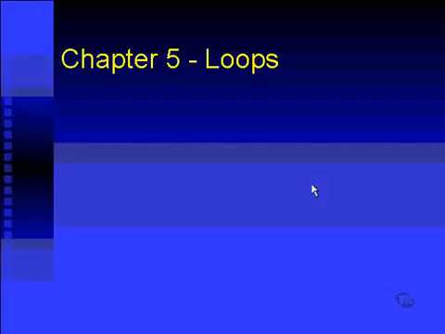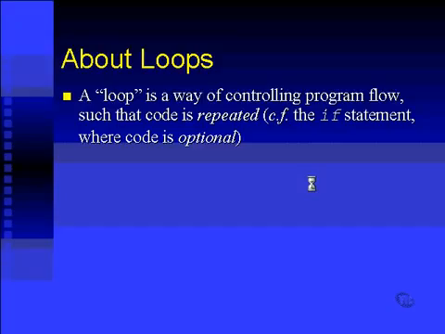Now that we have a good understanding of Boolean expressions and relational operators, we can look at another aspect of C control flow, namely loops. Firstly, it's good to define what a loop actually is. This is for people who have never programmed before.